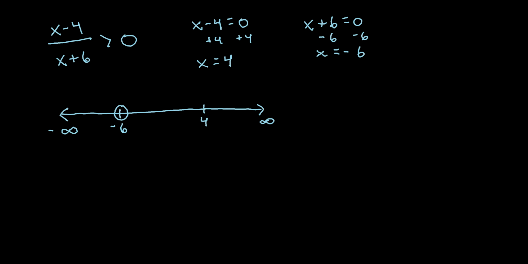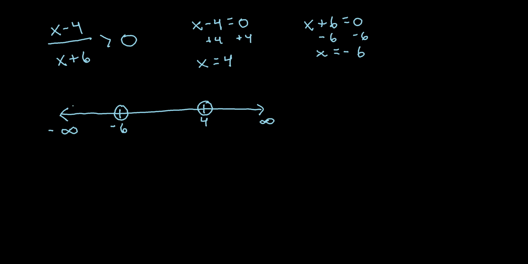And then over here we've got a 4, but if we plug in a 4 in the numerator, we get 4 minus 4 is 0. So 0 over anything will be 0. So that's not greater than 0. It would be equal to 0. So 4 is also not a valid solution. So we're also going to draw an open circle at 4 to indicate that 4 is not a valid solution.